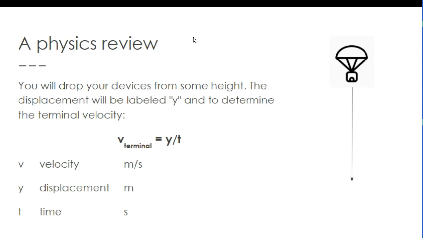You need to determine the terminal velocity using this formula. The y displacement divided by time is equal to your terminal velocity. Velocity is in meters per second, displacement is in meters, and time is in seconds. Be sure to convert all of your measurements to a common unit.